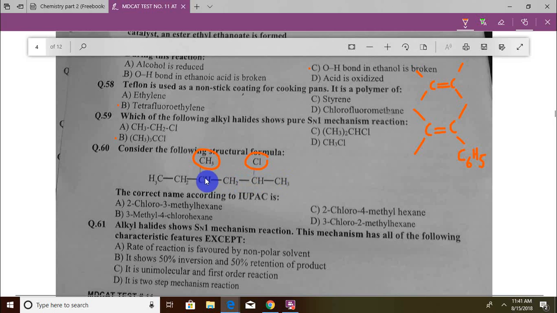1, 2, 3, 4, 5, 6. In total 6. So the parent will contain hexane. All of them contain that. 2 chloro and 4 methyl. This is wrong because of naming. So C before M, alphabetical. This is wrong. We have to consider these. So it's 2 chloro 3 methyl, definitely wrong. 3 chloro 2 methyl, doesn't make any sense, but this is all right. 2 chloro 4 methyl hexane.